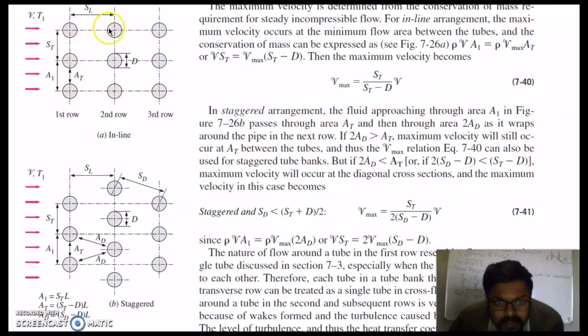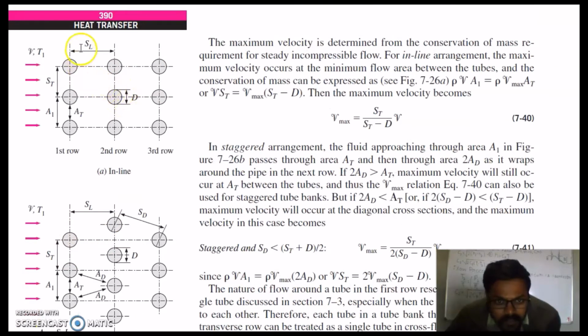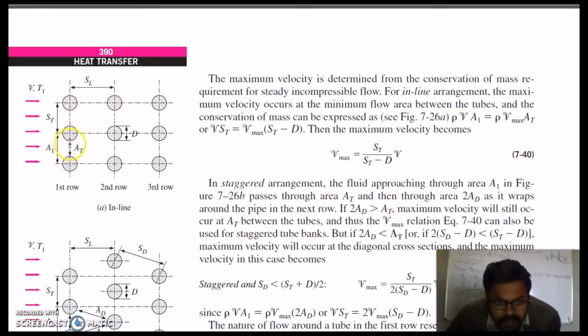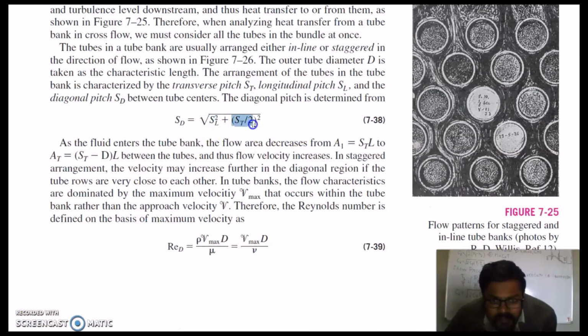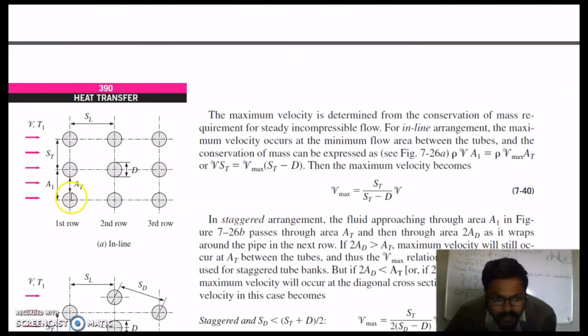This is the inline arrangement: first row, second row, third row. This is the staggered arrangement. Here D is the diameter of the tube, S_L is the longitudinal pitch length, S_T is the transverse pitch length, A1 is the area at entrance, A_T is the area between two tubes, and S_D in this case is the diagonal pitch, which is equal to the square root of this side squared plus this side squared, S_L squared plus S_T by 2 squared. If the tube length in this direction is L, then this area A1 is equal to S_T into tube length.